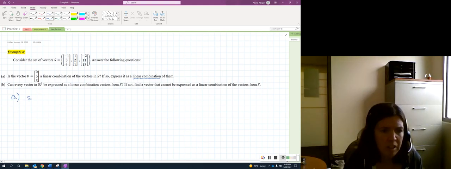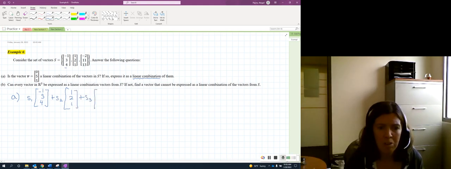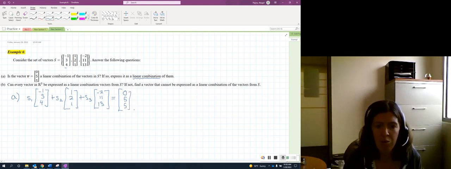That refers to something like S1, for scalar number 1, times this first vector in S, plus some scalar multiple of the second vector, plus some scalar multiple of the third, equals... so if V is a linear combination of these vectors, then there should be scalars S1, S2, S3 where I can combine the vectors in S in this way and generate the vector 0, 5, 5. If we can do this, then 0, 5, 5 is a linear combination of the vectors in S.